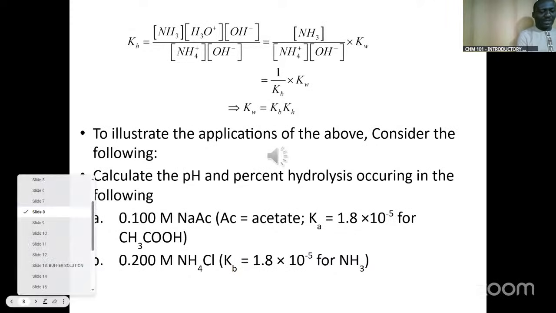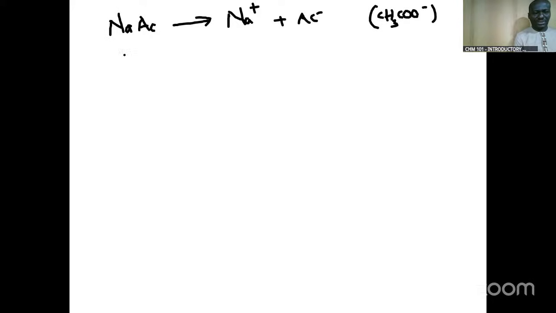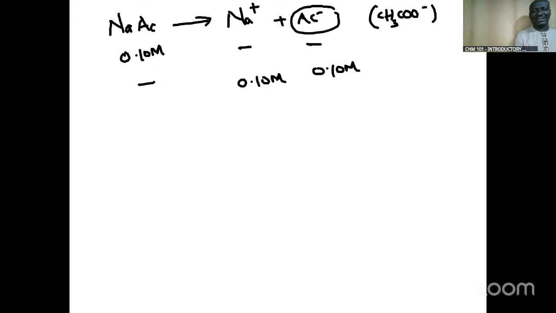Since it's a sodium salt, when we have 0.10 molar of this, the sodium salt will ionize completely in solution. Before ionization, there'll be nothing here, but after ionization, all of this will have gone, and we're going to have 0.10 of this, and 0.10 of this. Our interest is in this, because this is formed from acetic acid. So we can write the hydrolysis of acetate ion.